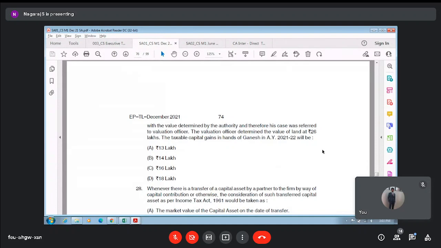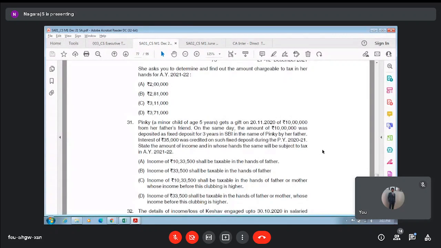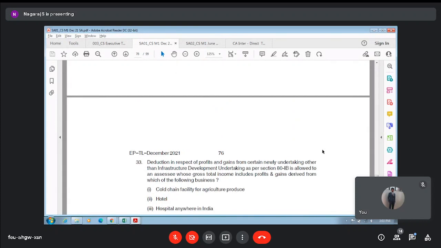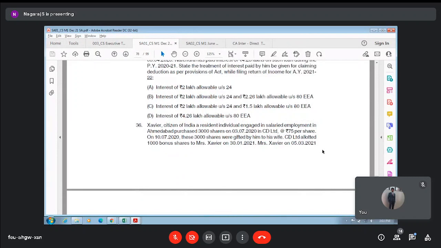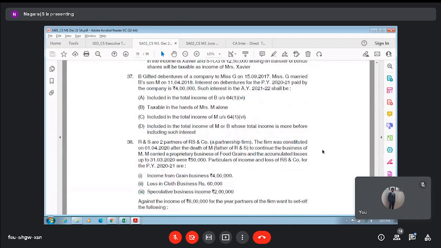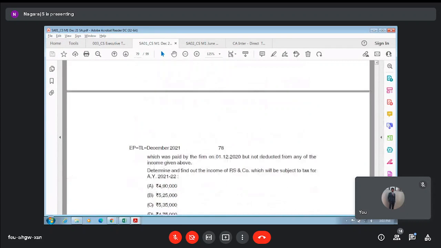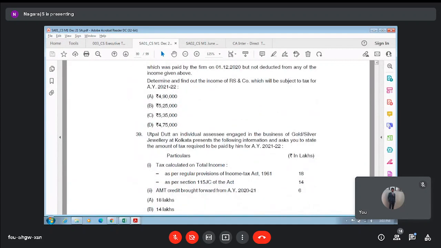Provided for individual, AOP, BOI, HUF, and artificial juridical person, their adjusted total income, in the sense total income as per normal provisions, adding back those deductions claimed, if it exceeds 20 lakhs, then only AMT will be applicable for them. Otherwise, no AMT. It is applicable for all. If the adjusted total income exceeds 20 lakhs, then the individual has to pay AMT. What is the percentage? 18.5%.